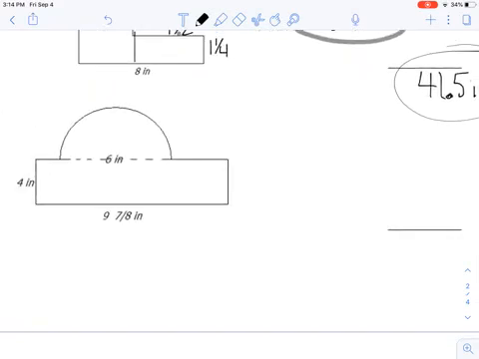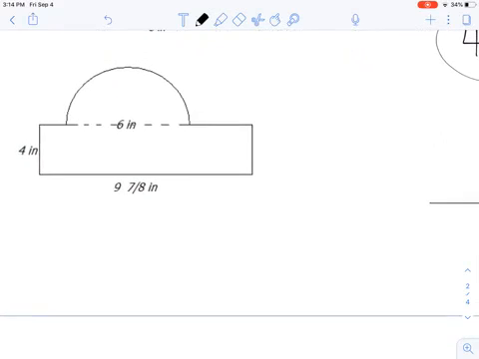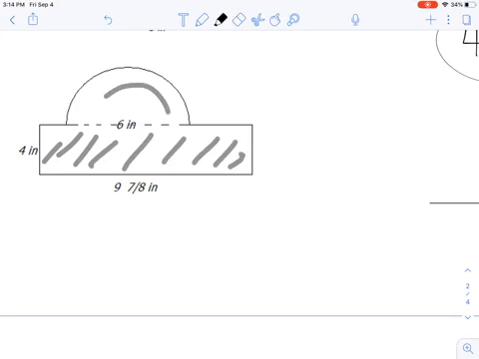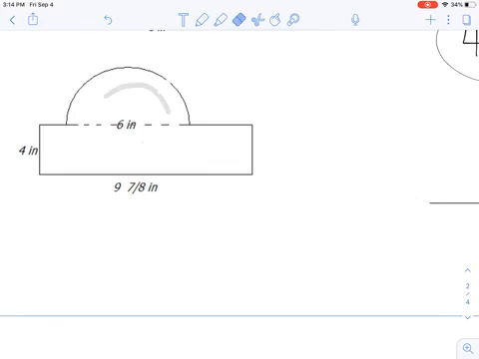Let's look at D here. Do one more example together before we move on to our next assignment. So D is a rectangle down here on the bottom, and then this is a semicircle on the top. So let's look at the bottom first. The bottom's easy because it's a rectangle. We would just take the base times the height, but remember you should turn that fraction into a decimal if you can. 9.875 times 4.